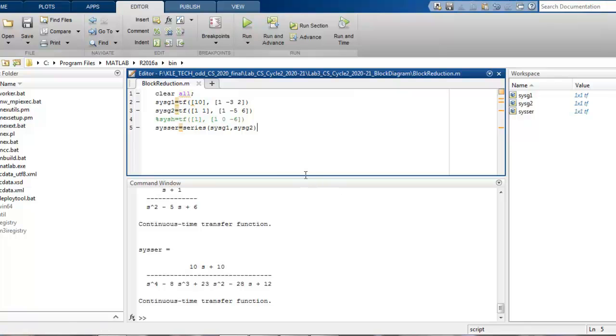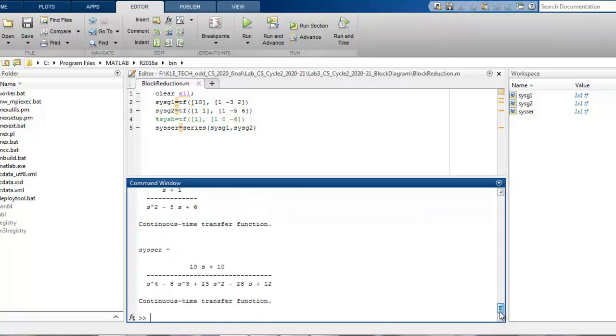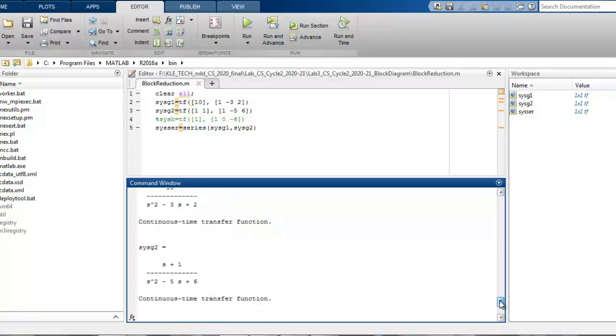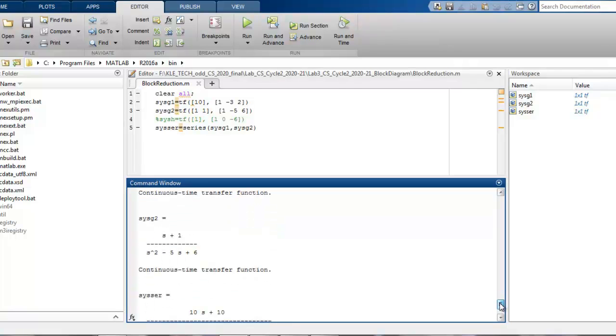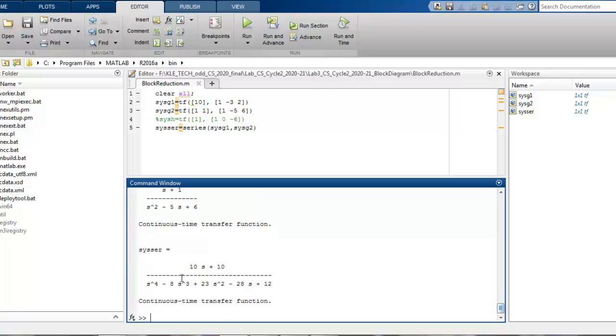Okay, you can check here, you can move it up and down. The first one is 10 divided by s square minus 3s plus 2. The next one is s plus 1 over s square minus 5s plus 6. Now, because of the operation of serial, we get 10s plus 10 over s to the power 4 minus 8s cube plus 23s square minus 28s plus 12. Please verify the same from manual calculations.